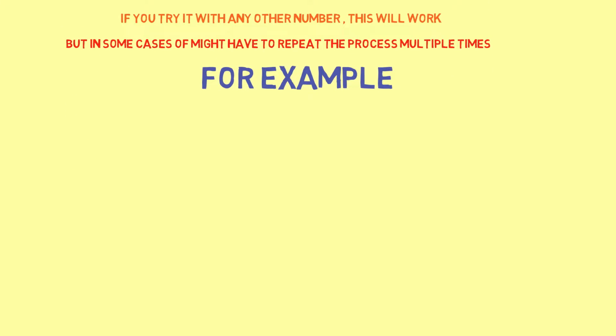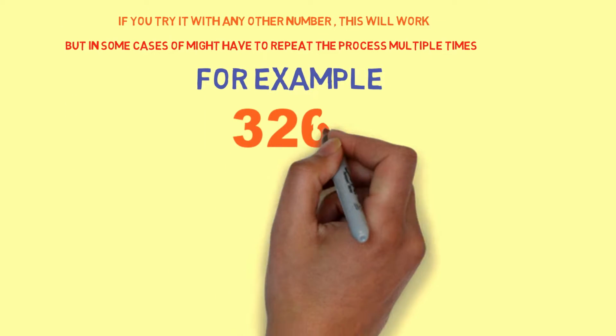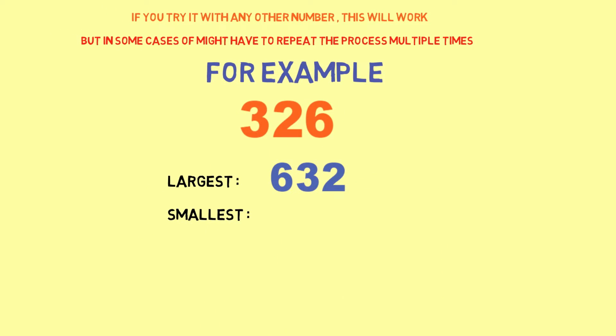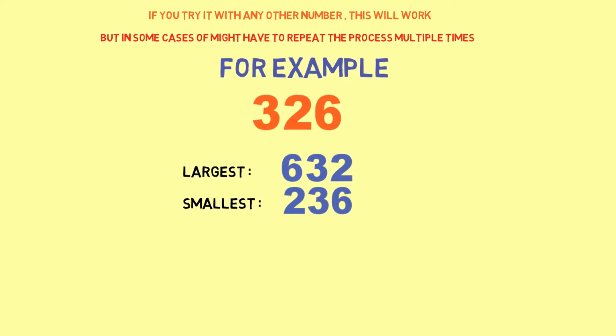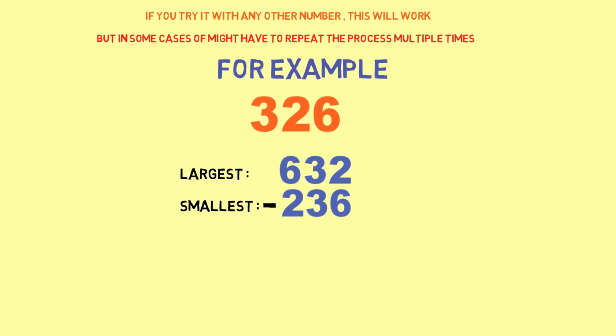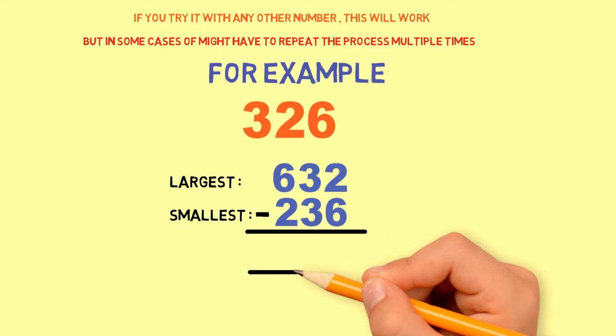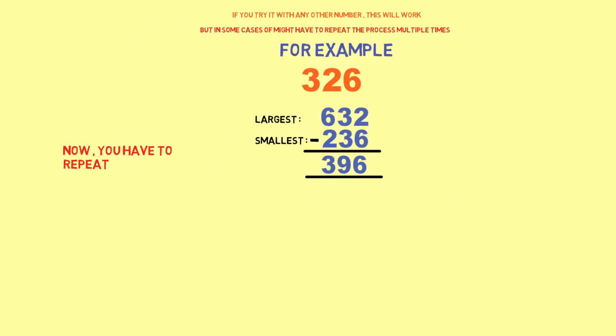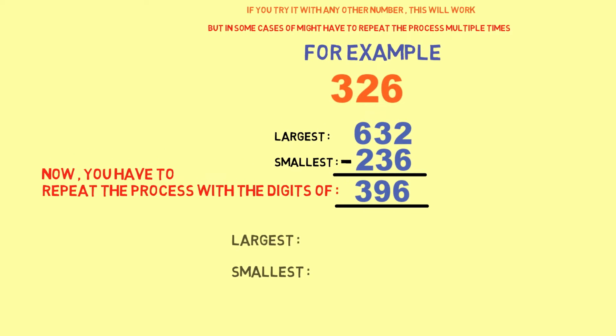For example, let's take this number 326. So what is the largest and the smallest number that we can make? That is 632 and 236. So if I subtract 236 from 632, I would be getting 396. Now you have to repeat the process with the digits of 396.